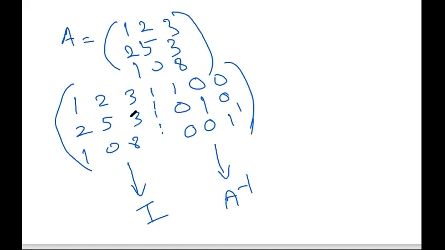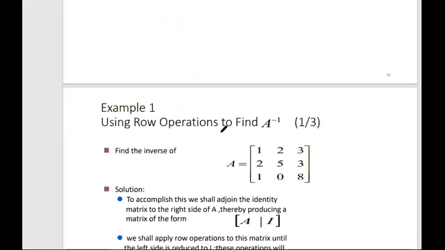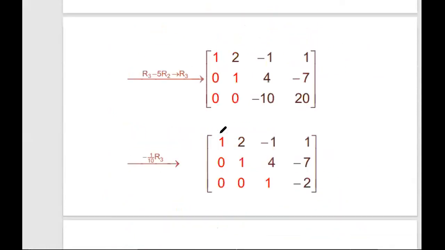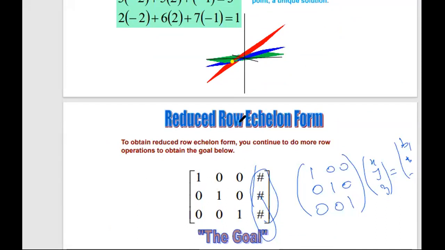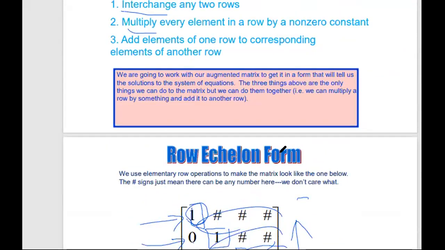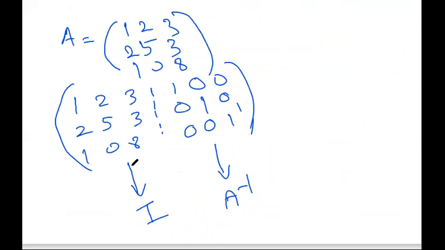Hope this makes sense, right? If you perform row operations, you can reduce this to the identity, or reduced row echelon form. The other one would be row echelon form. So try to reduce this to reduced row echelon form. That means we try to convert this to the identity matrix. Then this part would be A inverse.